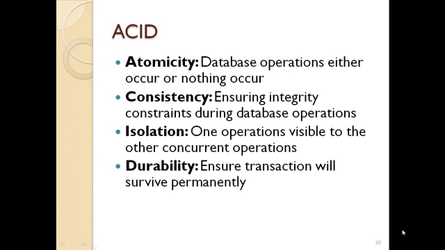Next we will see what is the ACID property. Atomicity: a database operation either happens or does not happen. Second, consistency: we have to ensure the integrity of the database operations. Third, isolation: one operation is visible to the other operation in the concurrent process. The fourth one is durability: we have to ensure the survival of the transaction permanently.